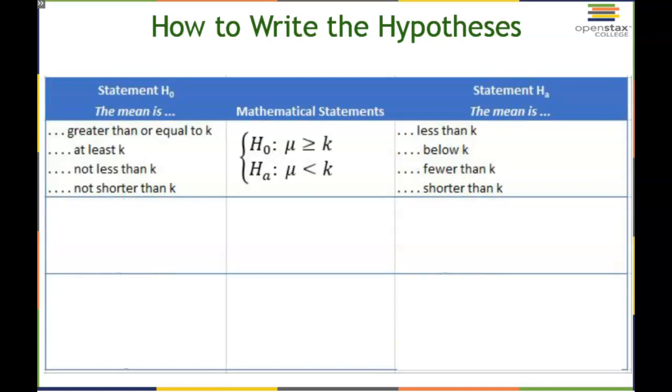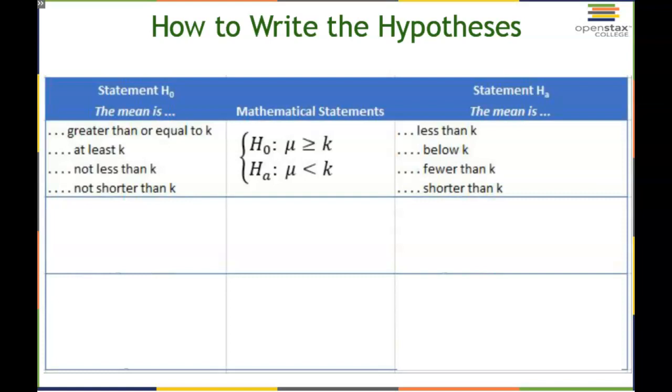So our H0 will be mu is greater than or equal to k. Our contradictory statement for HA will be mu is strictly less than k. Remember, HA never has equality. Only H0 has any equality in it.